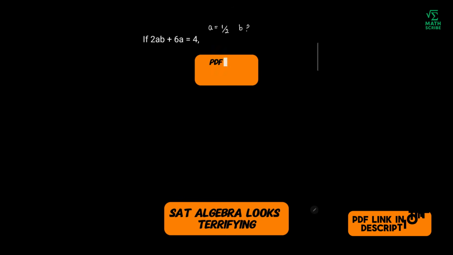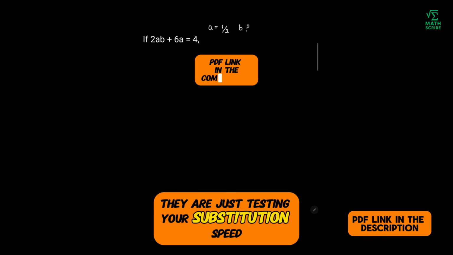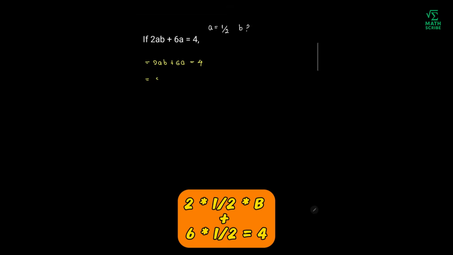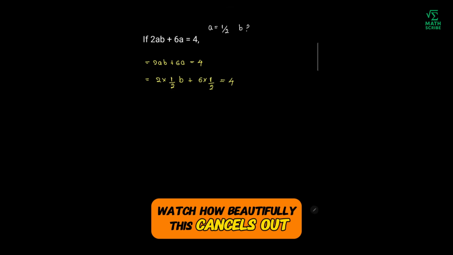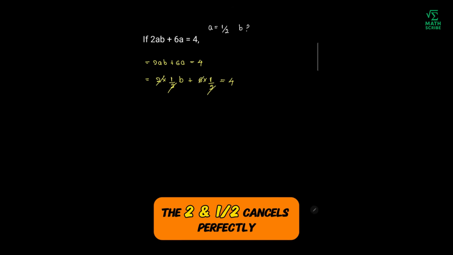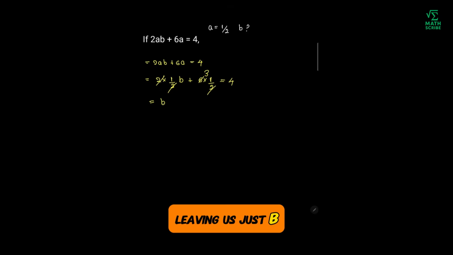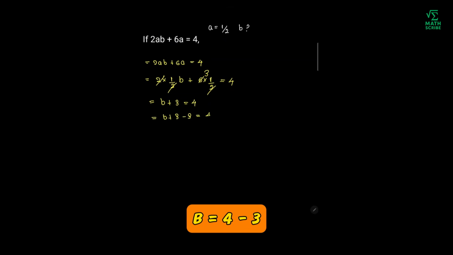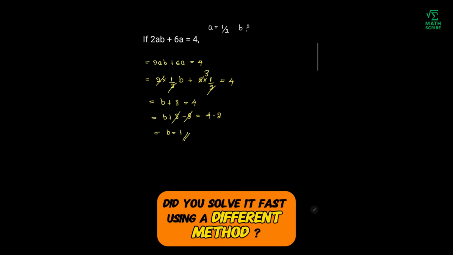SET algebra looks terrifying until you realize they are just testing your substitution speed. Let's plug a equals half into the given equation. That gives us 2 times half times b plus 6 times half equals 4. Watch how beautifully this cancels out. The 2 and half cancel perfectly, leaving us just b. b plus 3 equals 4. Let's move +3 to the right side. b equals 4 minus 3. b equals 1.